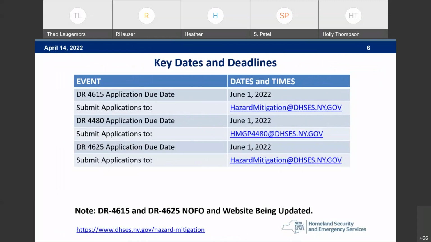So here are the key dates and deadlines. Again, nice and easy. It's all June 1st, but there's just a couple of differences in the way they have to apply. So for 4615, which is IDA, and 4625, which is FRED, those get emailed to the hazard mitigation email box. You can see that, hazard mitigation at dishes.ny.gov, and 4480 gets emailed to the HMGP 4480 address.